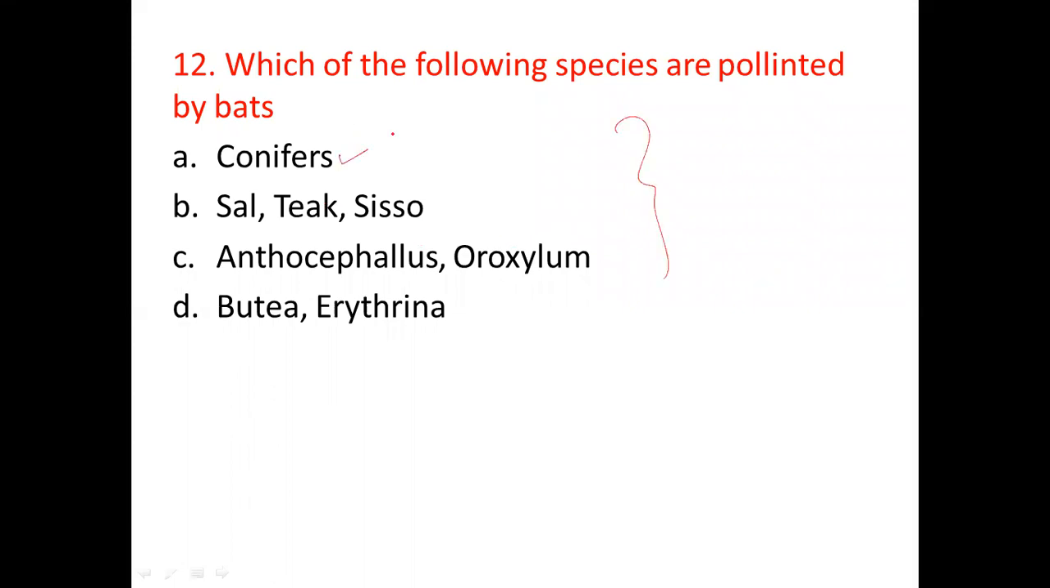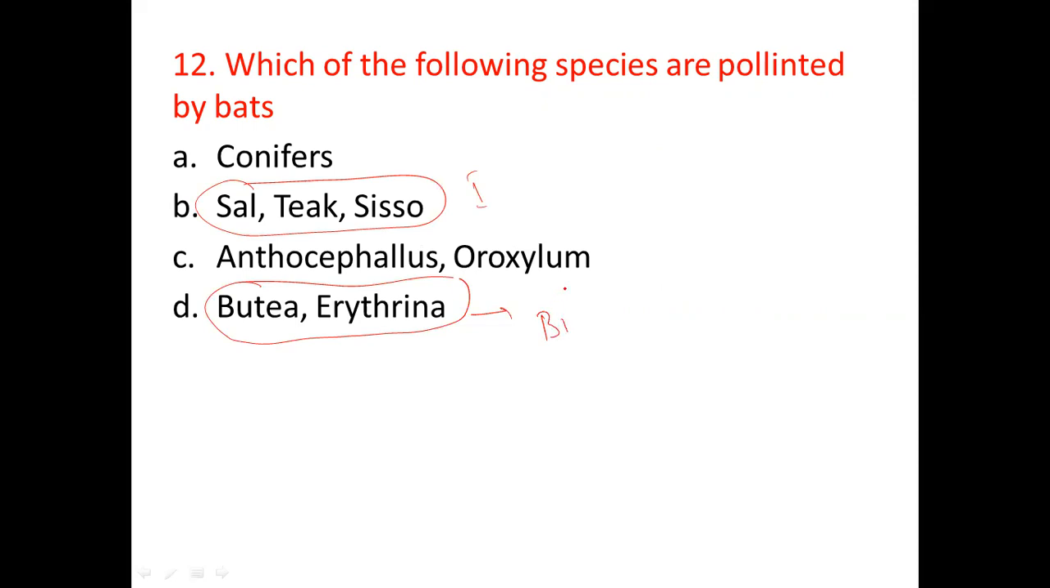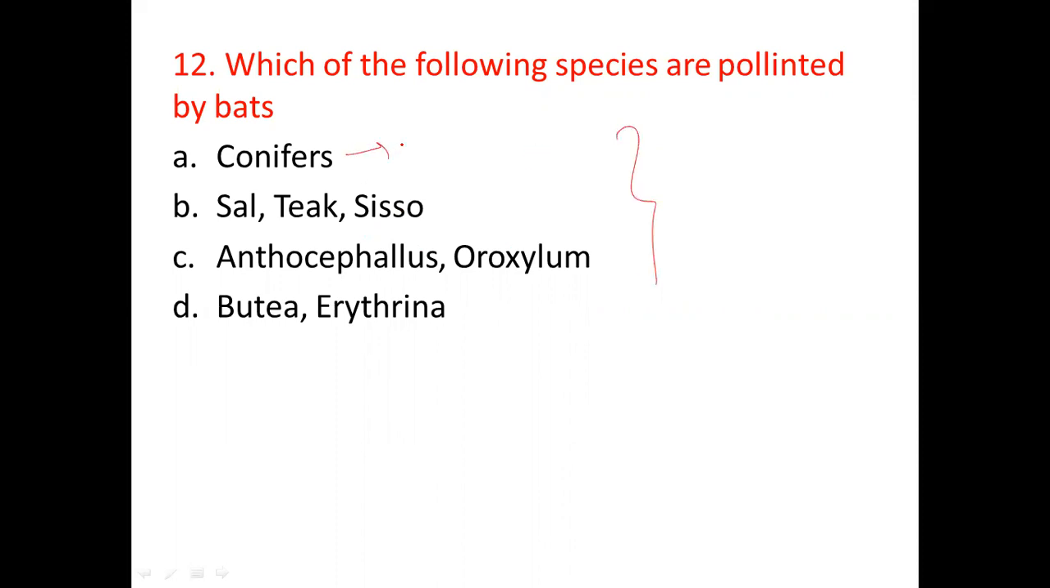Coniferous is pollinated by the wind. Sal, teak, sisu are pollinated by insects. Butea and Erythrina are pollinated by birds. Sorry, not dispersion, these are the pollinating agents. Shorea robusta, teak, sisu are pollinated by insects, and Butea and Erythrina by birds. These are all actually very important.